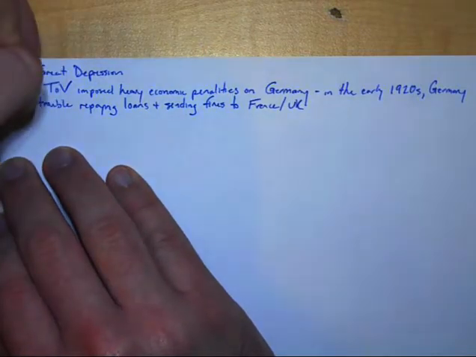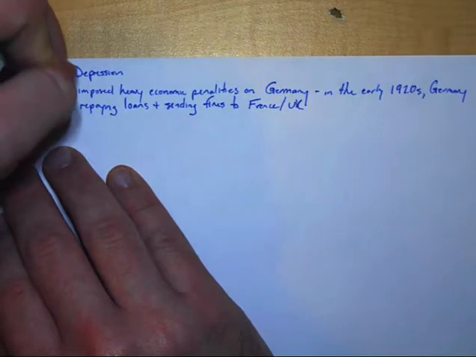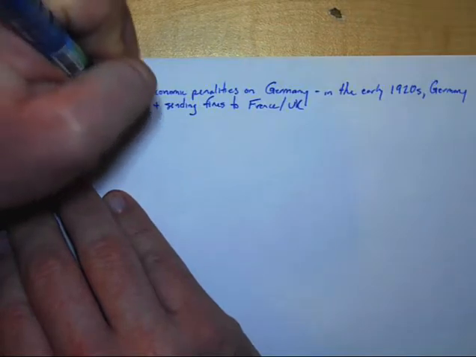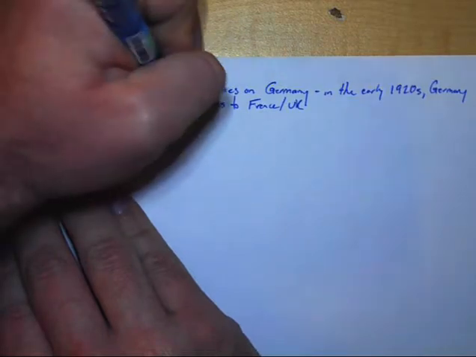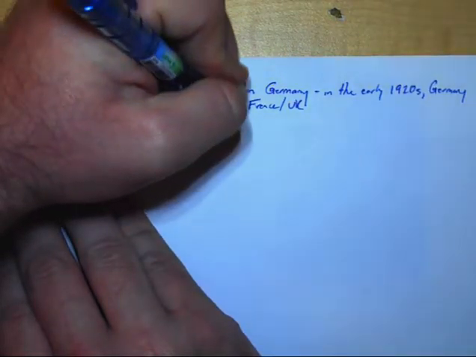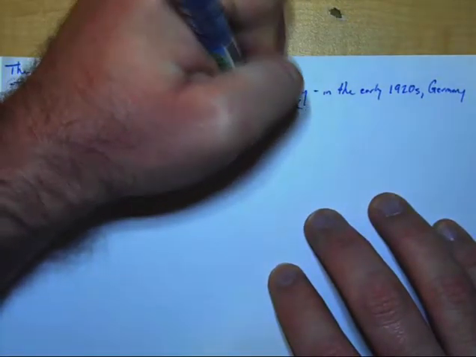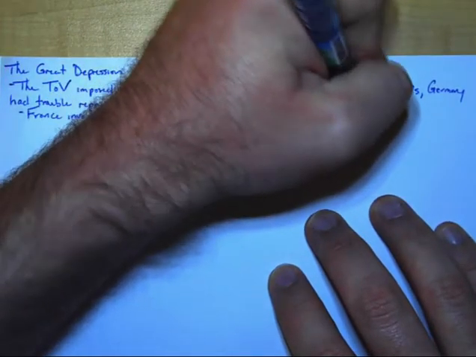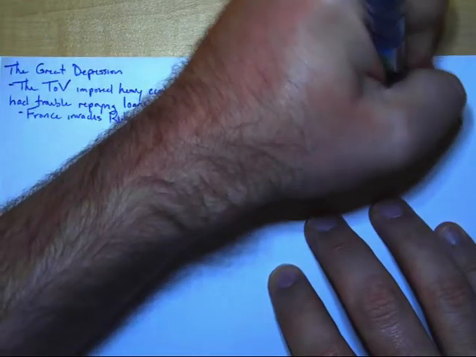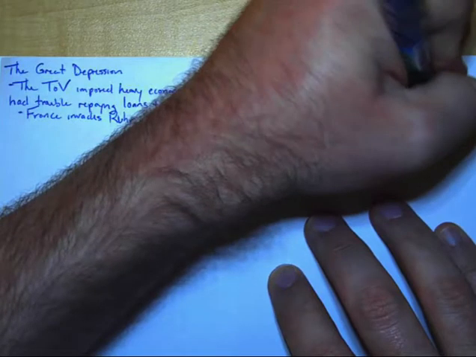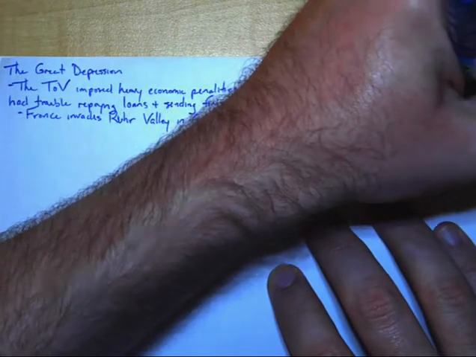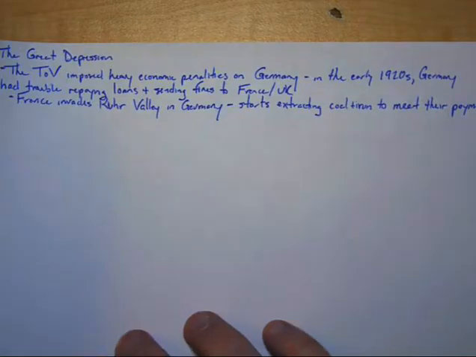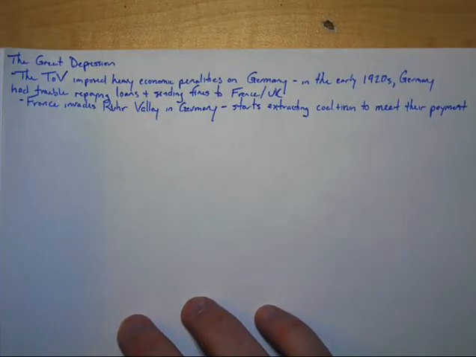So in response to this, France invades the Ruhr Valley in Germany and just starts extracting coal and iron to meet their payments. So basically, France invades Germany and just starts taking coal and iron to meet the fines that Germany isn't paying.